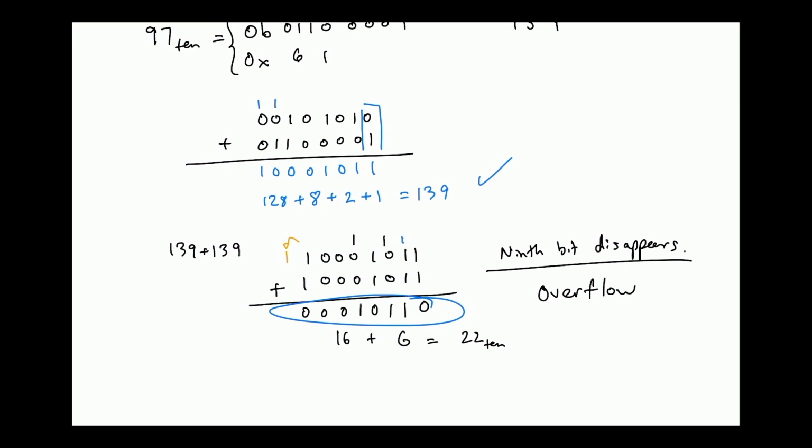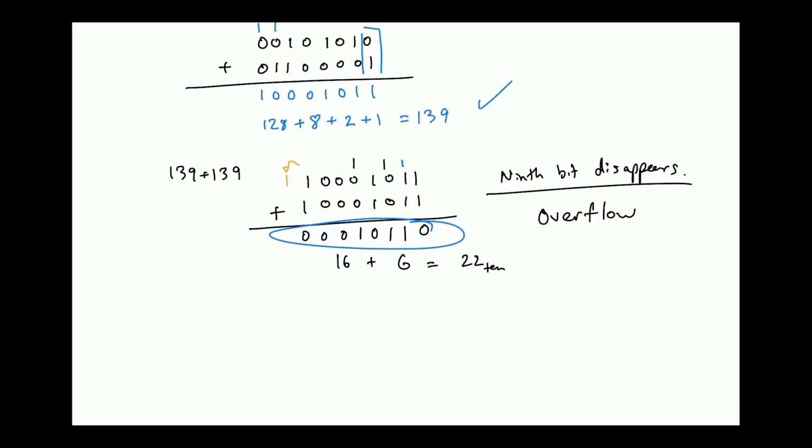And you guys are like, wait a minute, I thought you were a mathematician. You're telling me 139 plus 139 is 22? What's the actual answer if we were to do this grade school style? 278. So we were expecting 278. We got 22. Now what I want you to notice is that 278 is 256 plus 22.